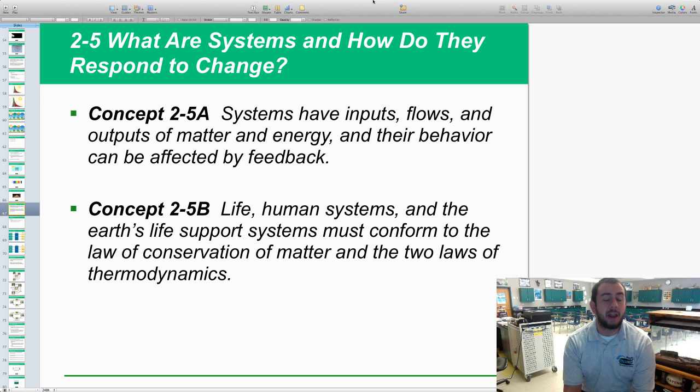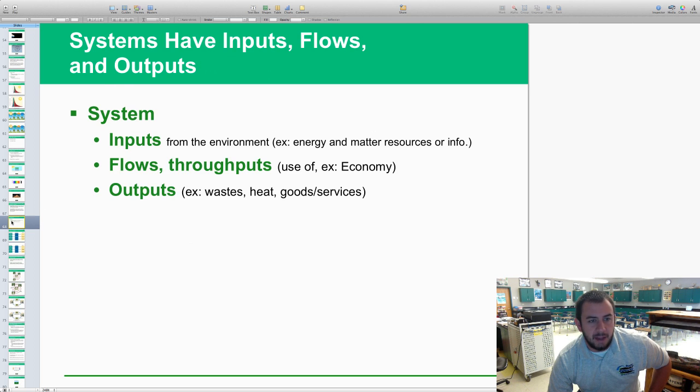What are systems and how do they actually respond to changes? We're going to take a look at a few things today, and the first one is what a system is overall. It's made up of 3 parts, and the first part is the inputs, and those usually come from the environment in the form of matter resources like sand or gravel or some sort of rock material, possibly an energy source like a fossil fuel or natural gas.